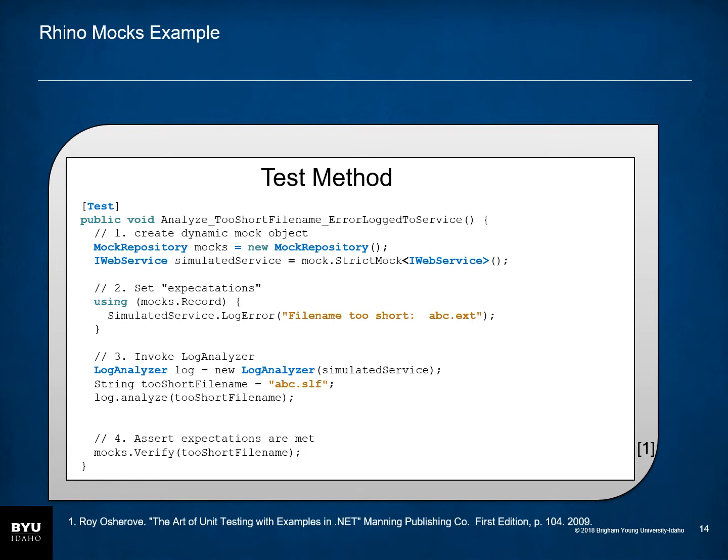In this example, we're verifying the LogAnalyzer sends a log error message to a web service if the file name is too short. Automated unit testing is just that easy.